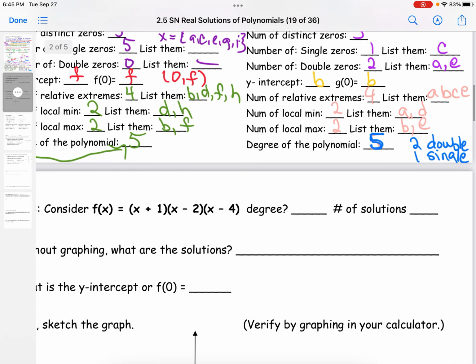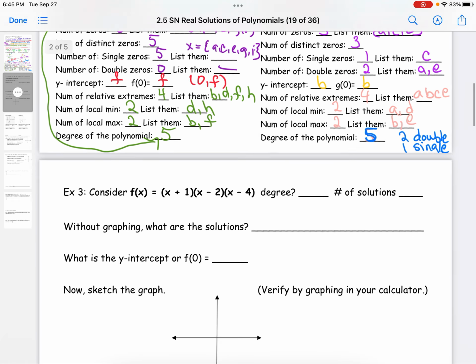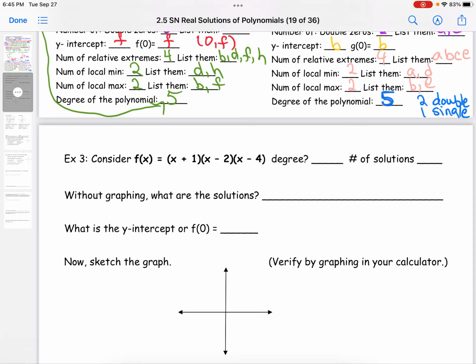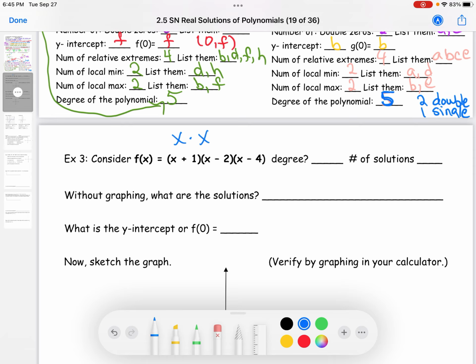Now, let's look at an example. Let's look at example 3. We have factored form of an equation. It's asking for its degree. We have an x multiplied by an x multiplied by another x. So that is a degree of 3, and there will be 3 total solutions.